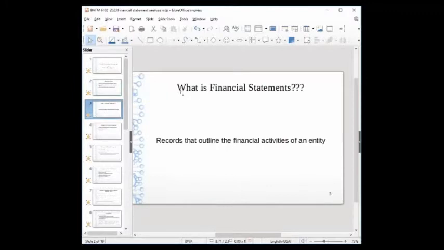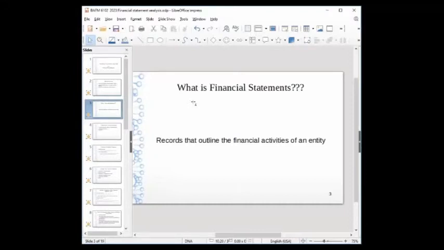So what are financial statements? Financial statements are records that outline the financial activities of an entity or a business. These are meant to present the financial information of the entity in question as clearly and concisely as possible.